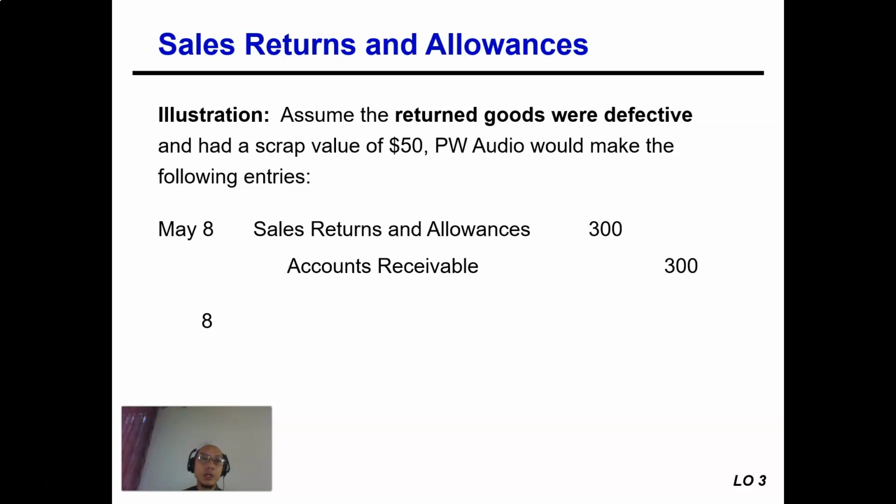Therefore, we only increase our inventory by $50, because we can only gain that amount from that inventory. So we debit our inventory by $50, and we credit our cost of goods sold also by $50.